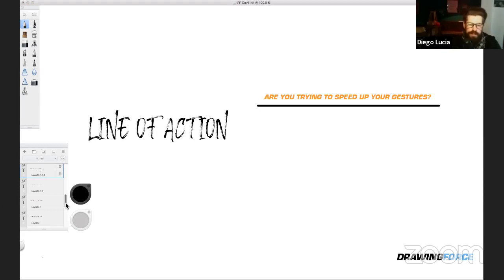I'll be talking a little bit about the line of action and the real confusion we have about it. So here's a question. Are you trying to speed up your gesture? Many people think the line of action is going to help you draw faster because you're thinking fast. You have one line to draw and that's all. That's pretty fast and pretty easy.